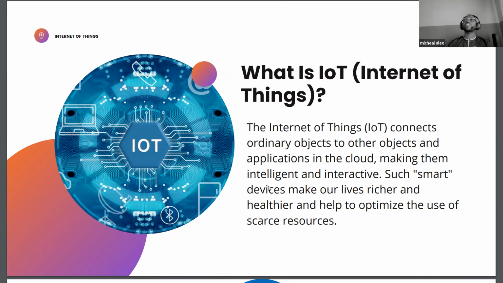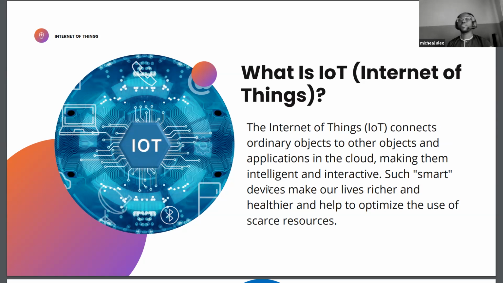Because you cannot actually start putting wires upon wires upon wires. Gone are the days of using wires. Now everything is in the cloud. So you need to use something that is not physical and at the same time is very efficient. And the cloud actually helps with that. So I mentioned earlier, the Internet of Things connects ordinary objects to other objects and applications in the cloud, making them intelligent and interactive. Such smart devices make our lives richer, healthier, and help to optimize the use of scarce resources.